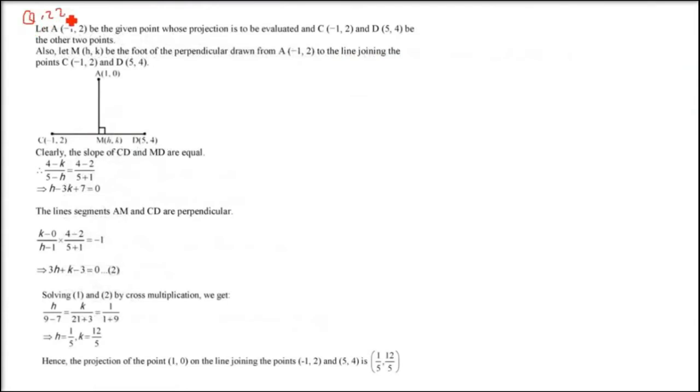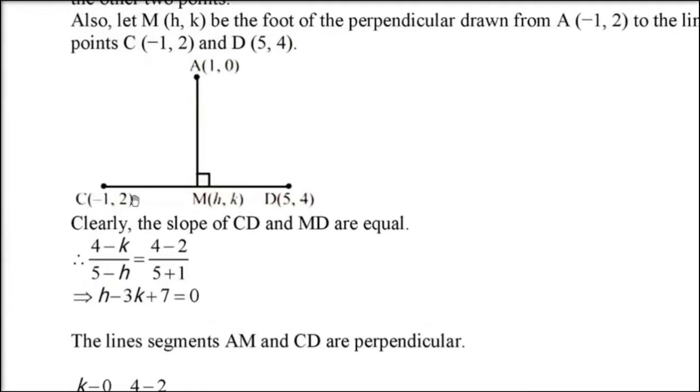This is question number 22. It is given: find the projection of the point 1, 0 on the line joining the points minus 1, 2 and 5, 4. So understand the diagram. This is the projection, h, k needs to be found out. This is 1, 0, let us say it is h, k. This is perpendicular. And CD's slope and the slope of AM, because they are perpendicular, multiply to give minus 1.